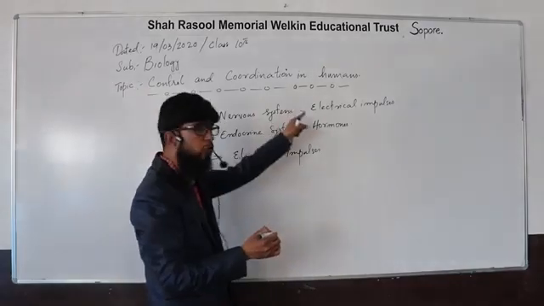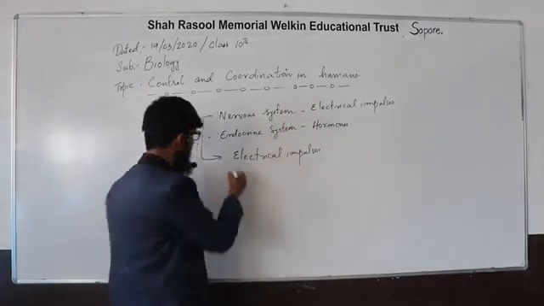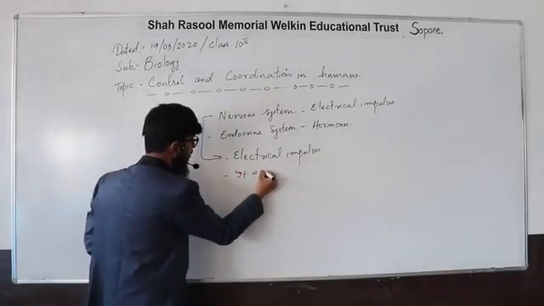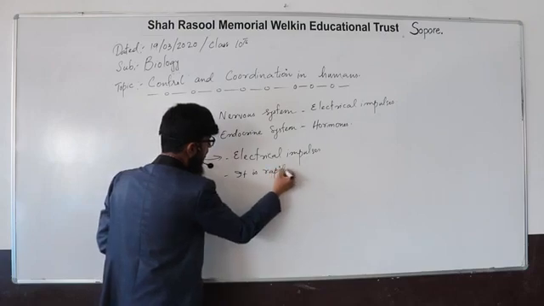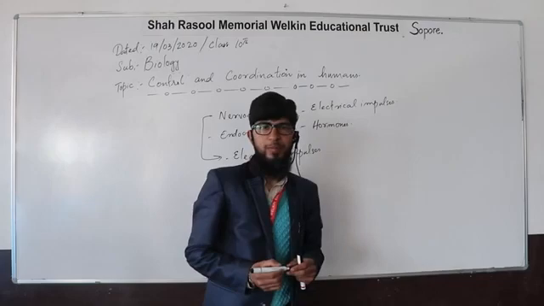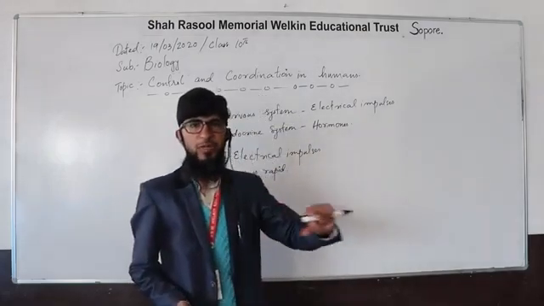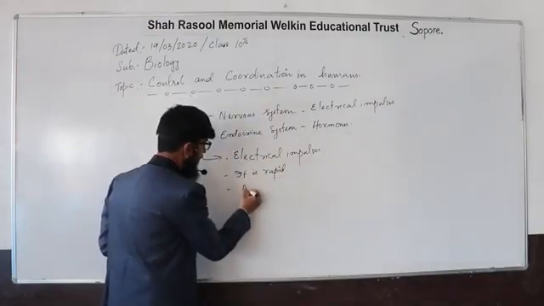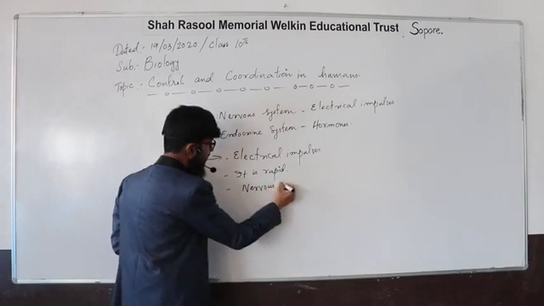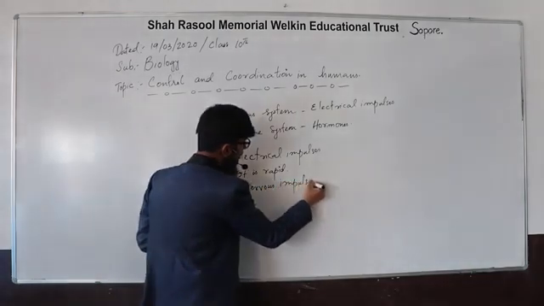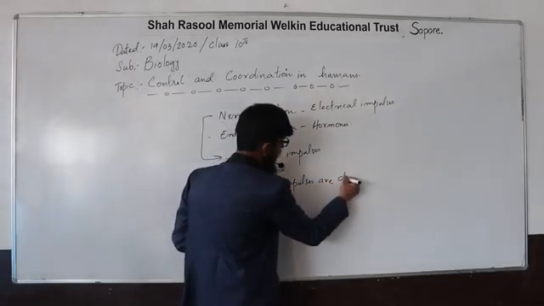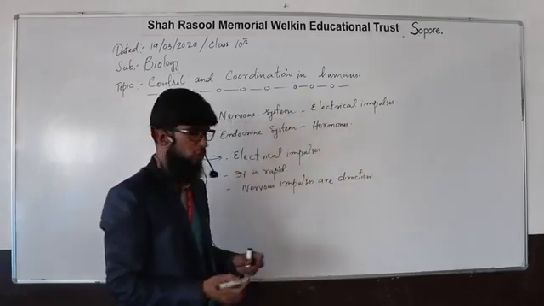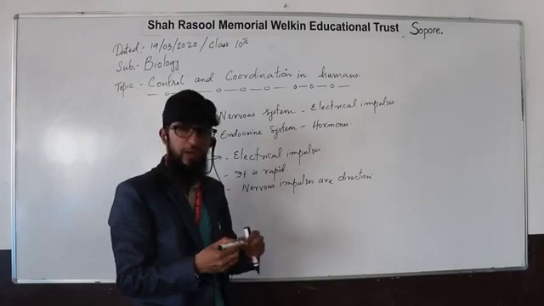Number one, it has already been told to you. Number two, the nervous system is more rapid. So, it is rapid. Number three, the transmission of nervous impulses is directional. There is a specific direction. So nervous impulses are directional, which means they move in a specific direction. We will talk about how and in which direction.